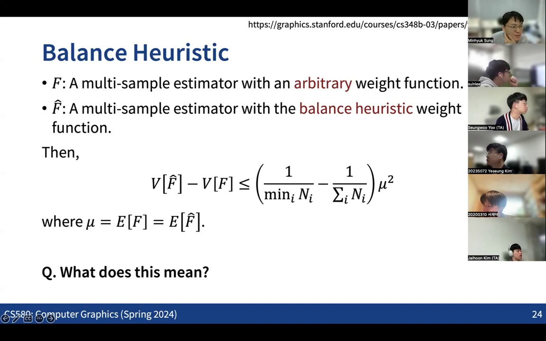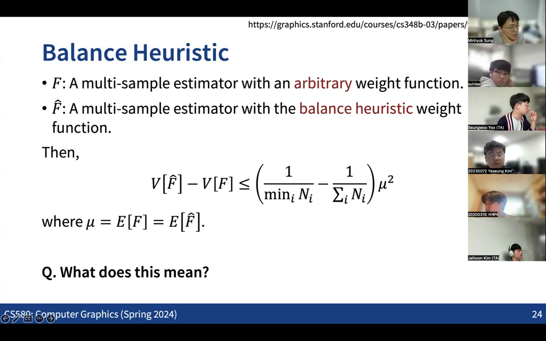Well, basically, what we can see is that the right-hand side of this term is always positive, right? So the minimum of the ni should be equal to or smaller than the sum of the ni, right? This means that D should be bigger, and this is squared, which means that the right-hand side should always be positive, right? And there is a positive amount of gap.